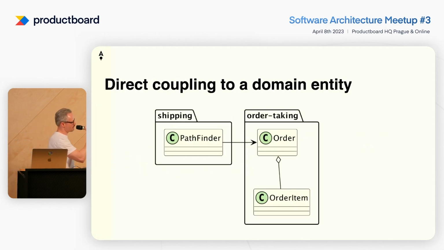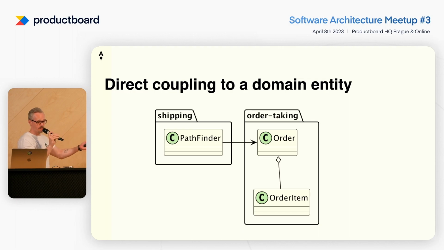So let's design a new system using our favorite microservices, right? And we have an order system. So we have order taking, let's say a domain or microservice, and there is our order module, the order entity, which is the aggregate. So there would be order items, but it's not important. And we also have our shipping module or service. And there is an obvious dependency, right?